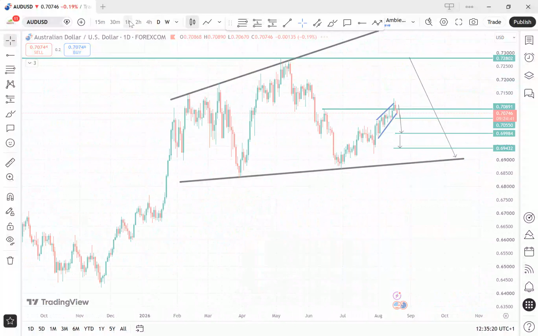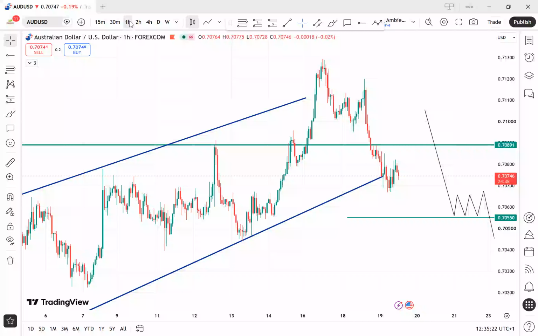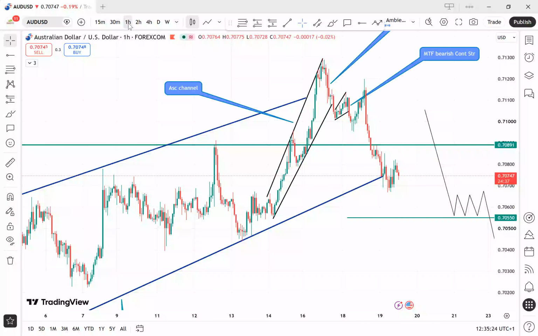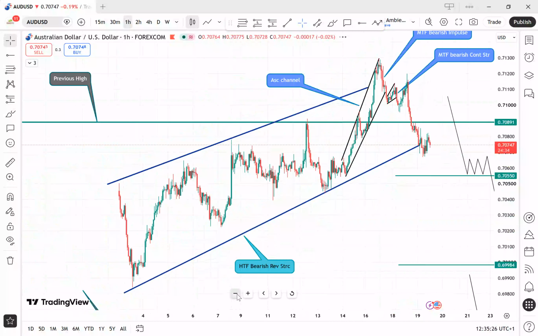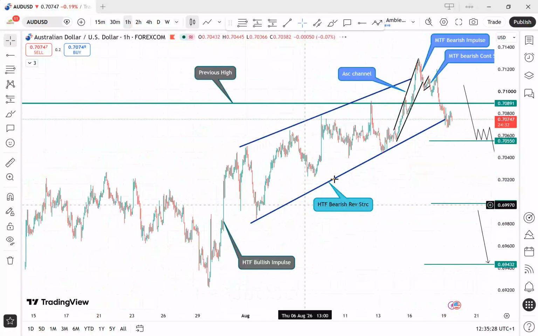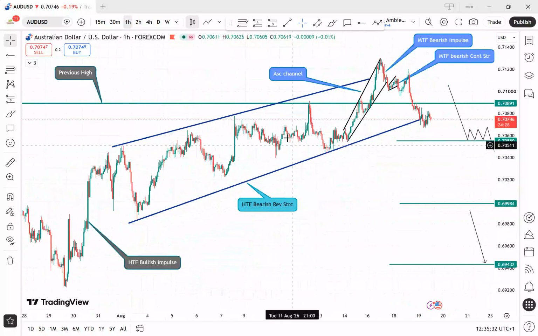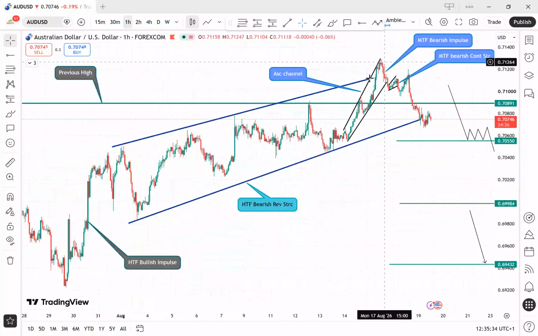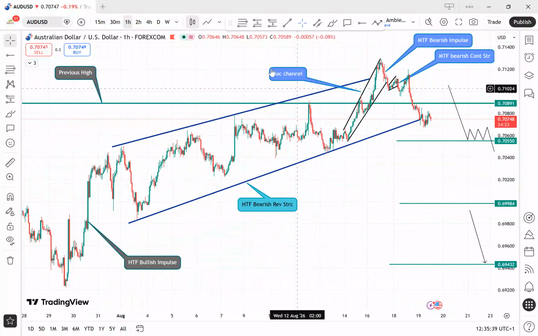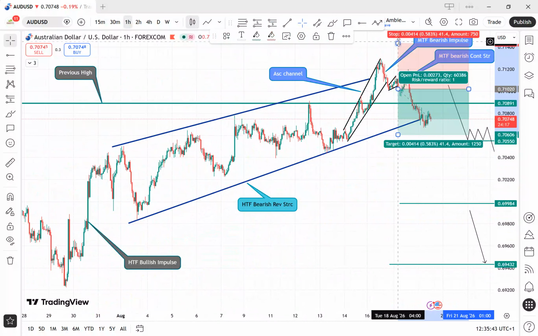So let's see how this is playing out on the mid time frame. On the mid time frame, you can see within this higher time frame reversal structure, we have an ascending structure here. The price broke out of this structure, printed the continuation structure. So I took this trade yesterday. The price took me in, but hit my stop loss.